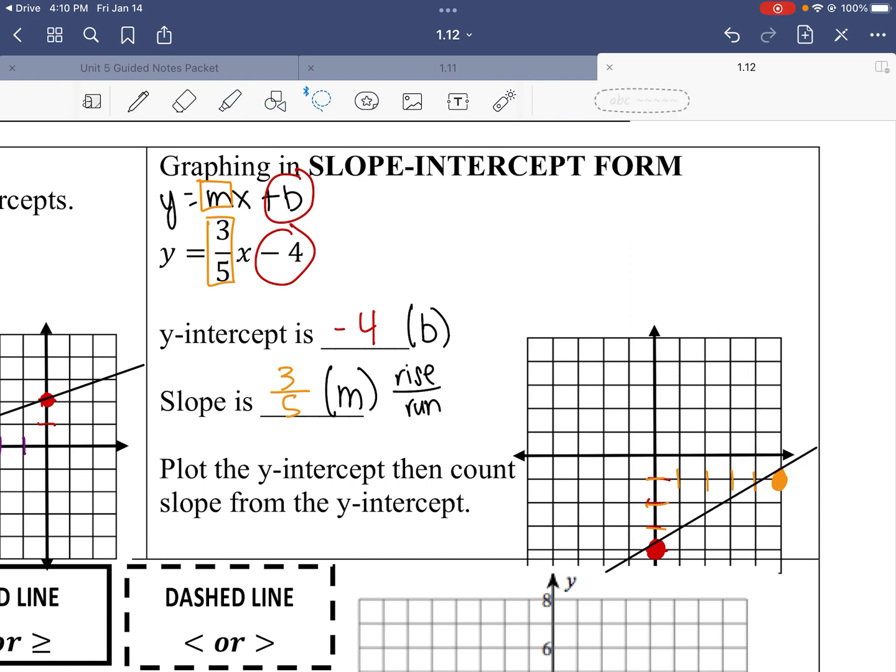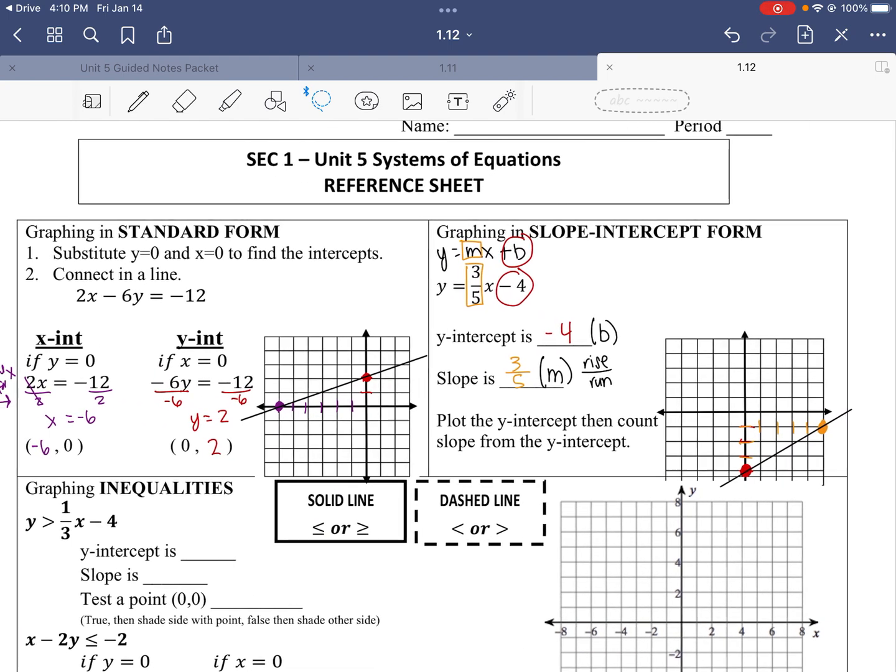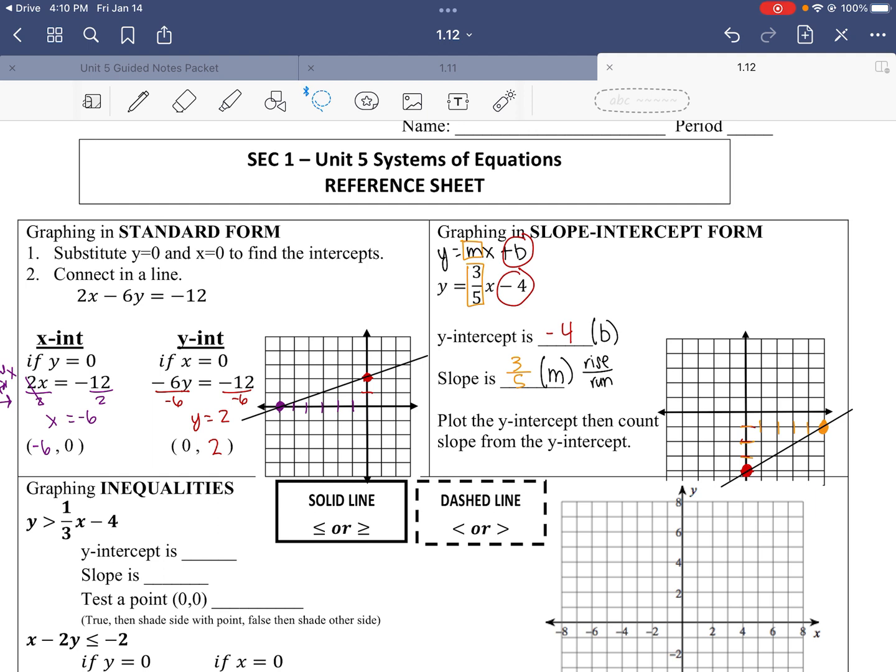I think you guys are a little bit more familiar with that one, but I want to make sure we don't forget that. Don't forget what you already know. So those are the two ways that I have taught you how to graph lines, standard form and slope-intercept form. You have to be able to look at the equation and decide what you need to do. Do you need to find your intercepts, or can you just use what you have? It's up to you.